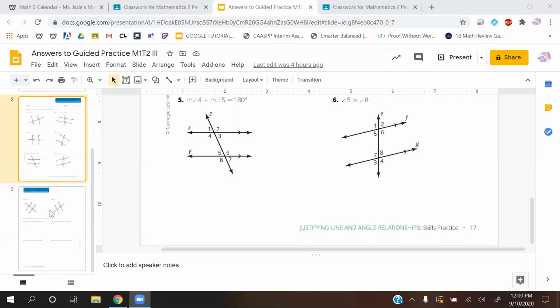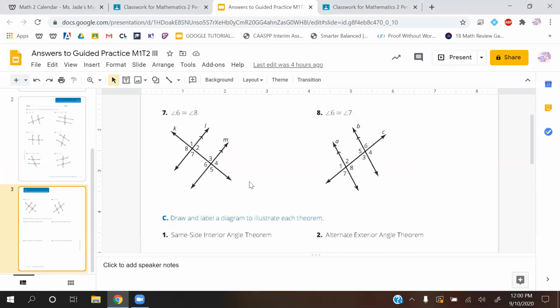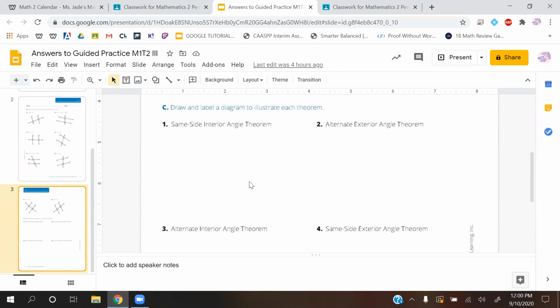Let's go to the last page over here. We're gonna skip 7 and 8 because it's the same type of problem that we were just doing. So let's draw and label a diagram to illustrate each theorem. So for these, it's a little bit different. You have to actually draw the 2 parallel lines and the 1 transversal yourself. So that's what we're gonna do. So you can just draw any 2 parallel lines and 1 transversal.